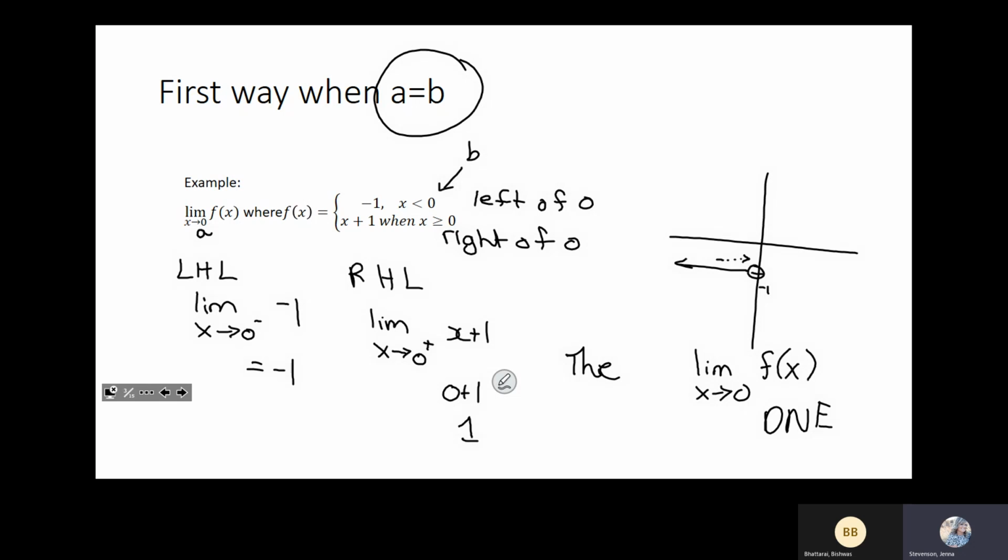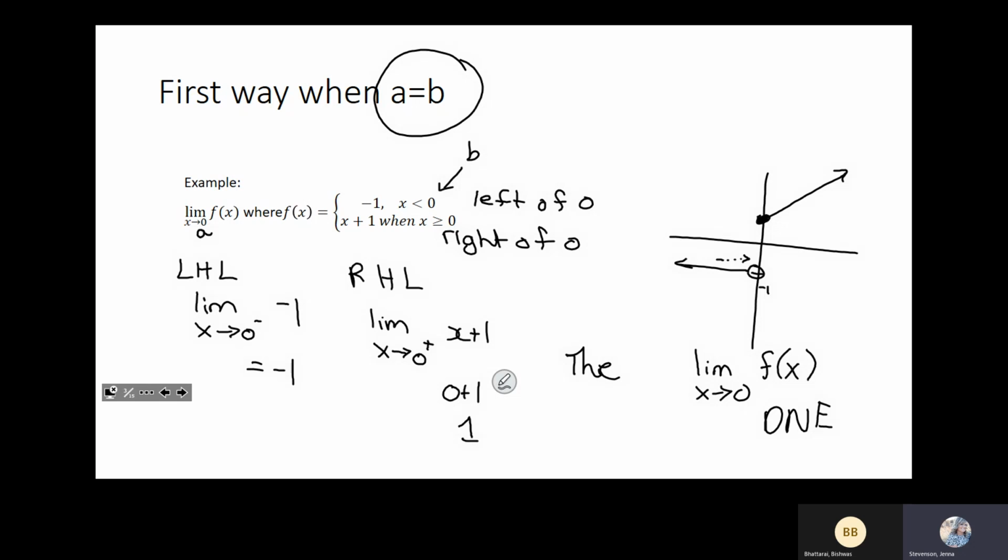Again, if I were to graph the second one, it looks like this. This graph is discontinuous at 0. There is an actual break in the graph at that point. And the limit doesn't exist because the left doesn't match the right. Okay, so that's how we approach these types of limits.